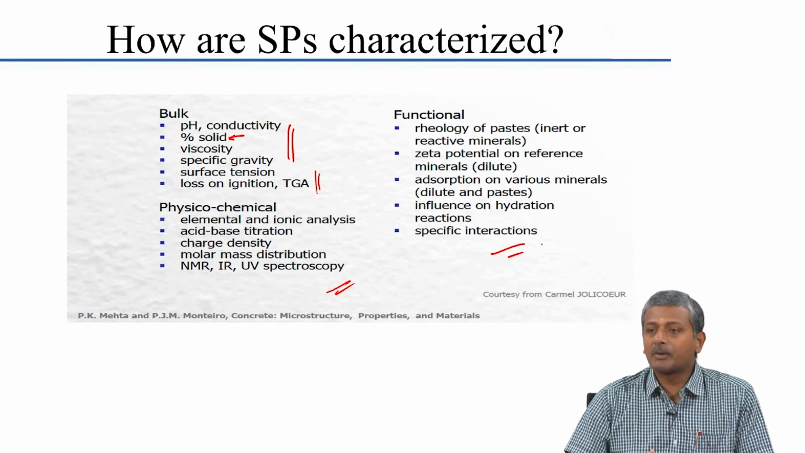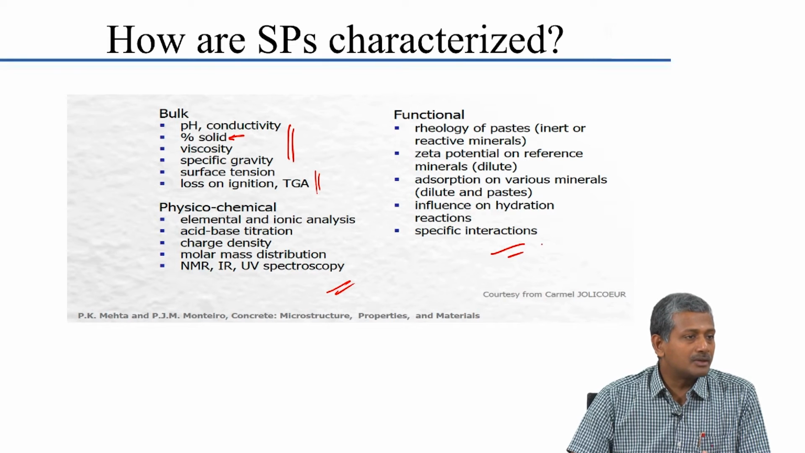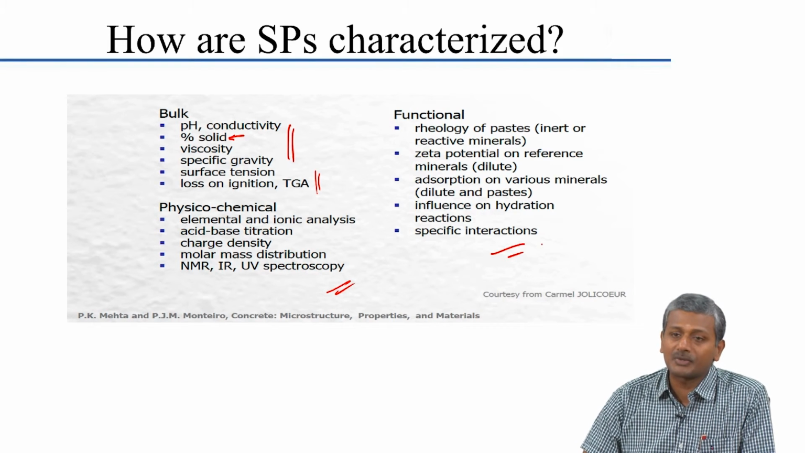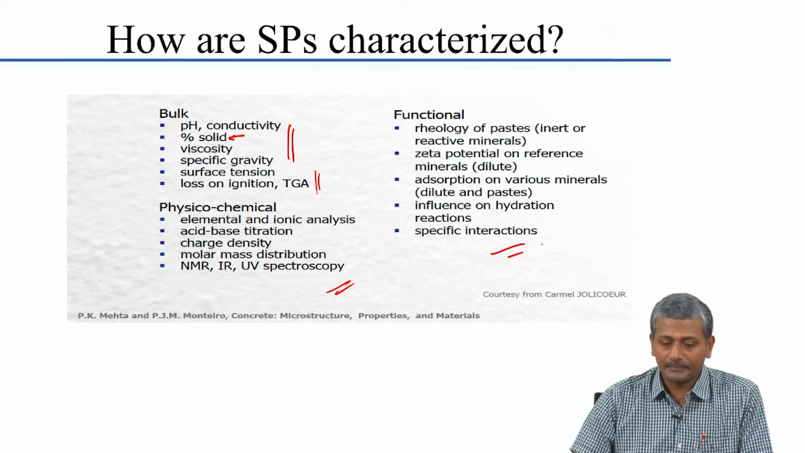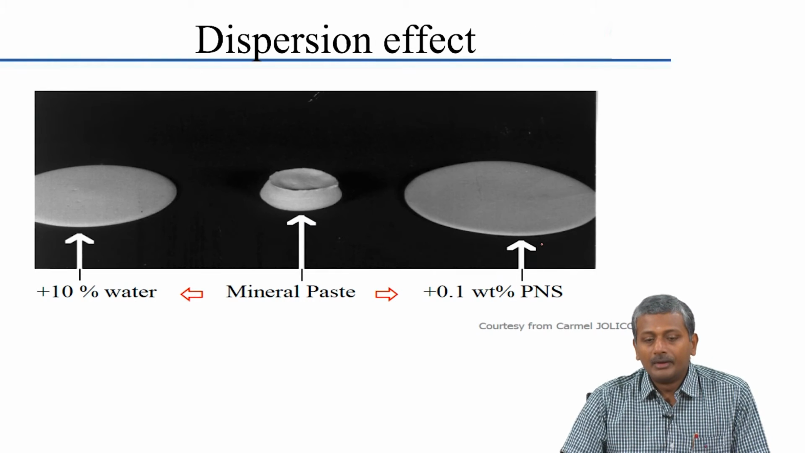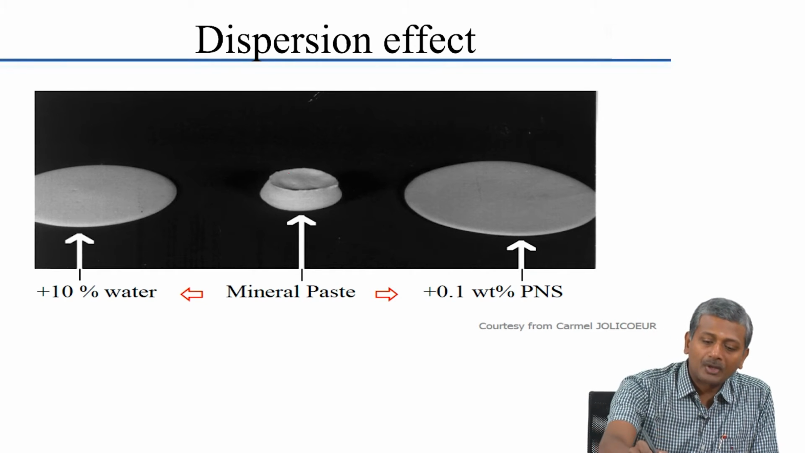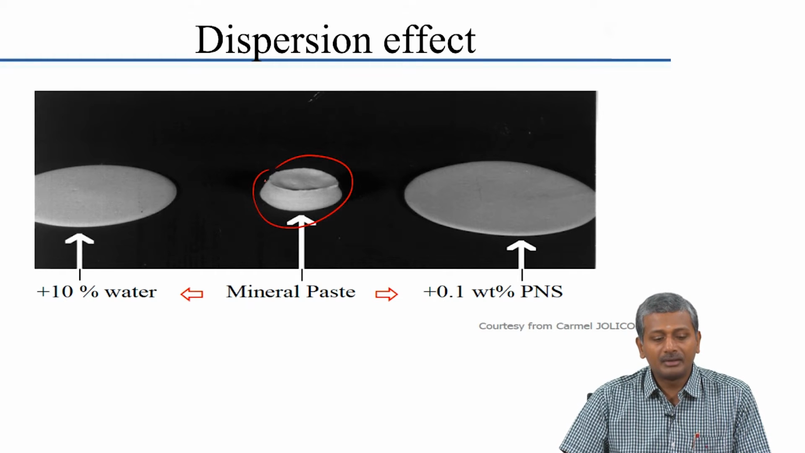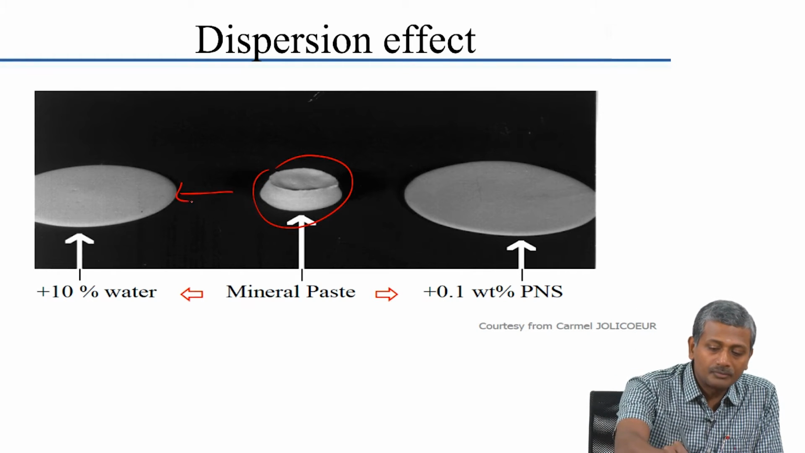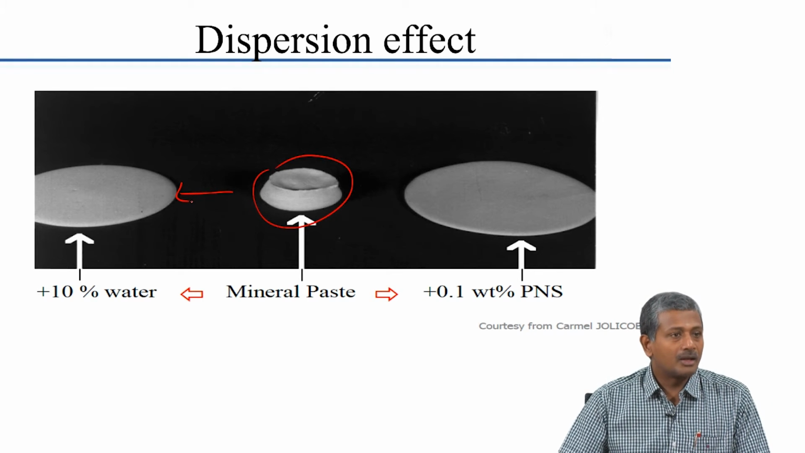So, when a superplasticizer is produced, it is not only the chemical structure that is important, how the structure actually interacts with the cement, that is also a very important characteristic that needs to be addressed carefully. Okay. So, what is this dispersion effect? You know very well that when you have a low workability, for example, here it is shown in the case of a paste, right, addition of 10% water is increasing that workability significantly and you get a larger spread.